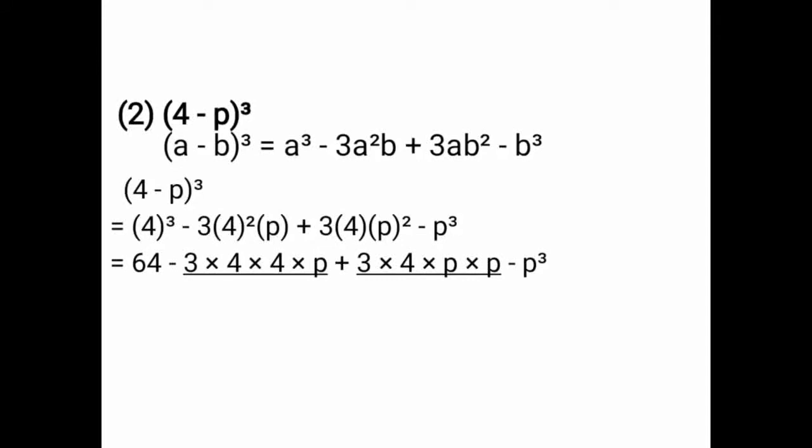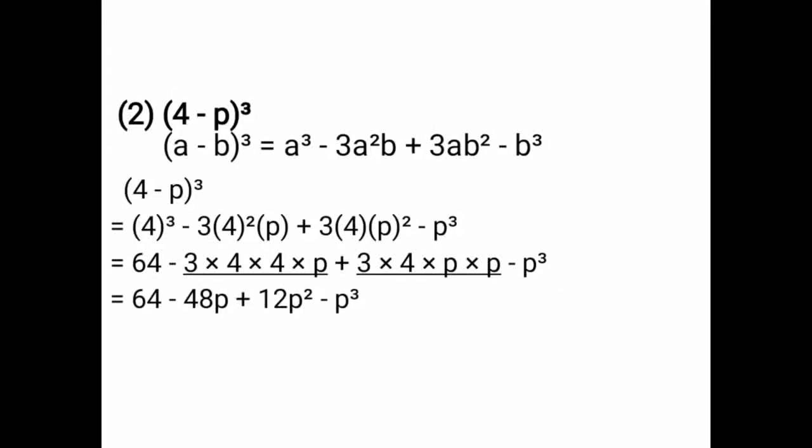Now you have to look at the 3ab square part. 3 4s are 12, 12 into p is 12p, 12p into p is 12p square. The a cube and b cube which I have already solved here, you have to write as it is.